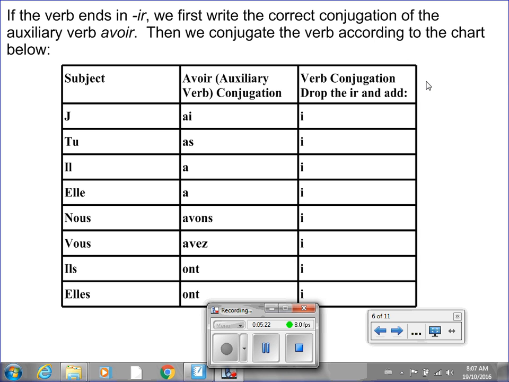When we're conjugating the main verb, putting it into the past tense, drop the ir, just finish the verb off with an i. Okay, so take a minute or two, put the video on pause, and look over this chart.